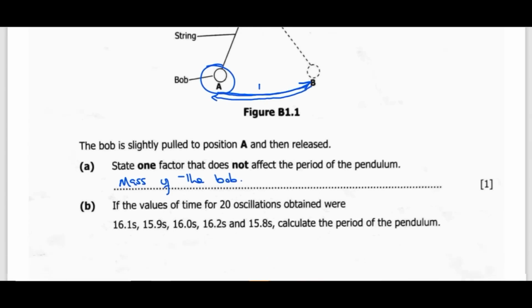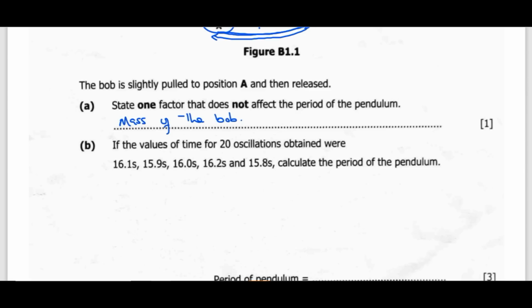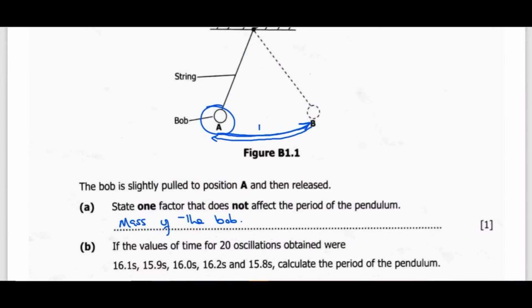Let us move on. The values of time for 20 oscillations obtained were 16.1 seconds, 15.9 seconds, 16 seconds, 16.2 seconds, and 15.8 seconds. Calculate the period of the pendulum. As I stated earlier, for one oscillation the bob should go and come back to the same position, which is A. We count that as one oscillation.